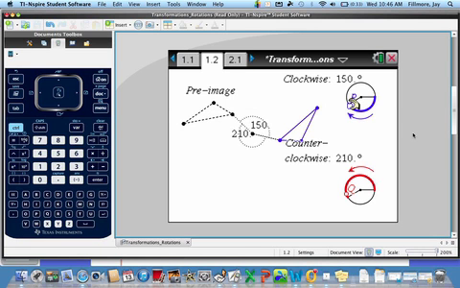And if we subtract those two, we'll end up with a measure of 225 degrees. So the clockwise rotation of 135 and the counterclockwise rotation of 225 will end us in the same position.